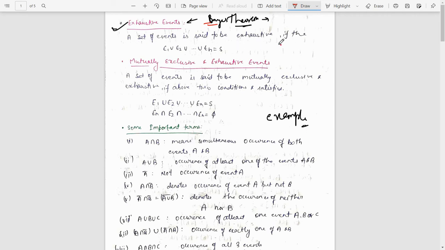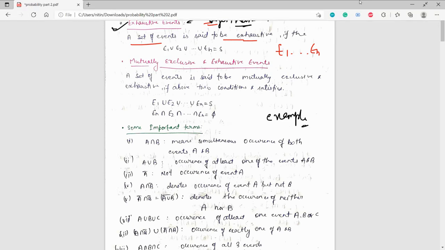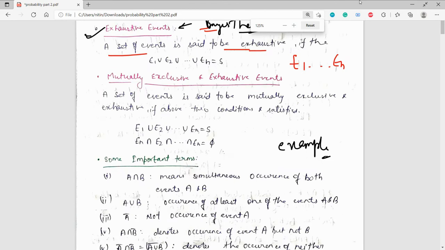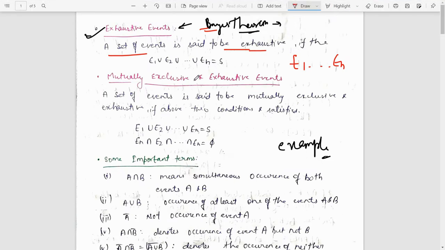Let's say you have n events from E1 to En. A set of events is said to be exhaustive if, when you take the union, you find the set S. It means that if you take the union E1 union E2 union En, you will get your original set. Original set means your sample space.